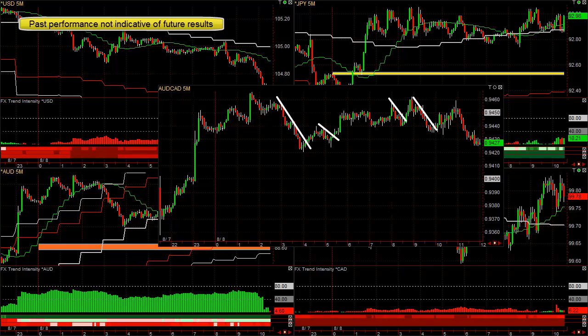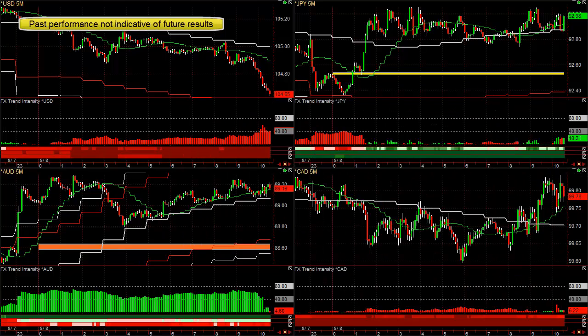You can see the CAD did reverse down at 4, and it made slightly lower lows. Again, at 7 right here, it's very likely to reverse. But then it went from underneath to above its hourly moving average.